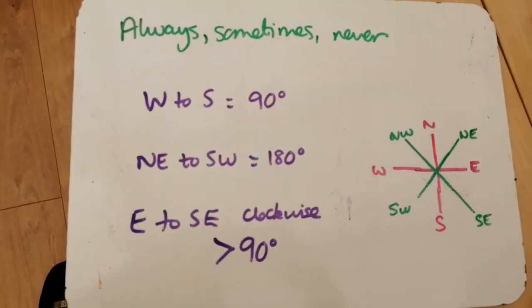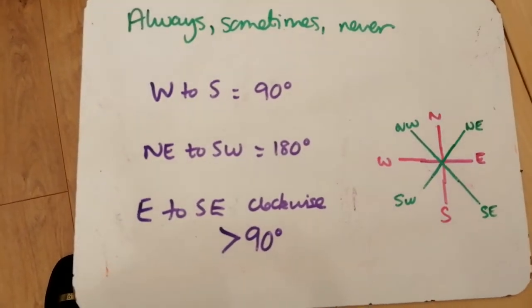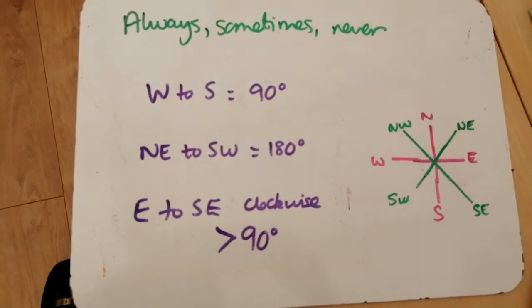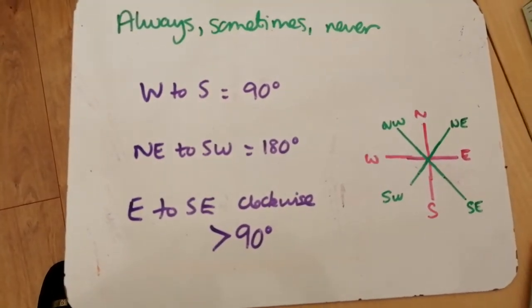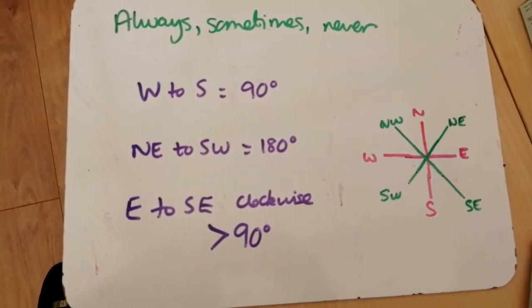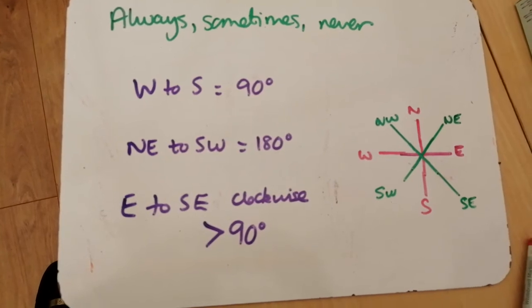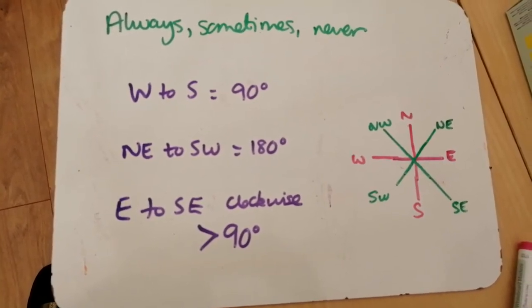Always, sometimes, or never. West to south equals 90 degrees. Northeast to southwest equals 180 degrees. East to southeast going clockwise is greater than 90 degrees. Have a think about those, look at the compass and decide whether it's always, sometimes or never, and can you explain why?